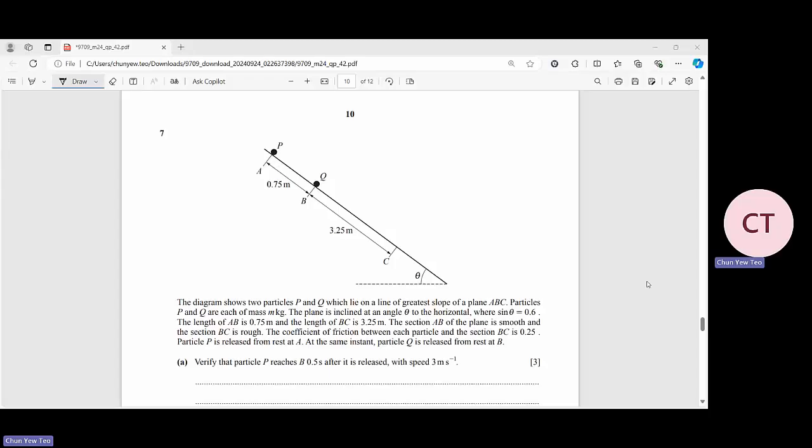Look at question number 7. The diagram shows two particles P and Q which lie on a line of greatest slope of a plane ABC. Particles P and Q are each of mass m kg. The plane is inclined at an angle theta to the horizontal where sine theta is equal to 0.6. The length of AB is 0.75 meter and the length of BC is 3.25 meter. The section AB of the plane is smooth. So this one is smooth.